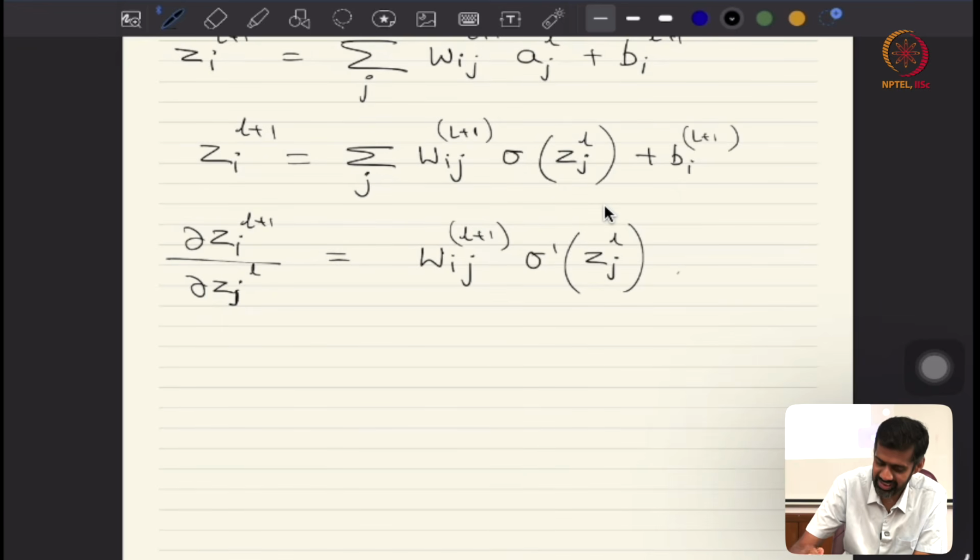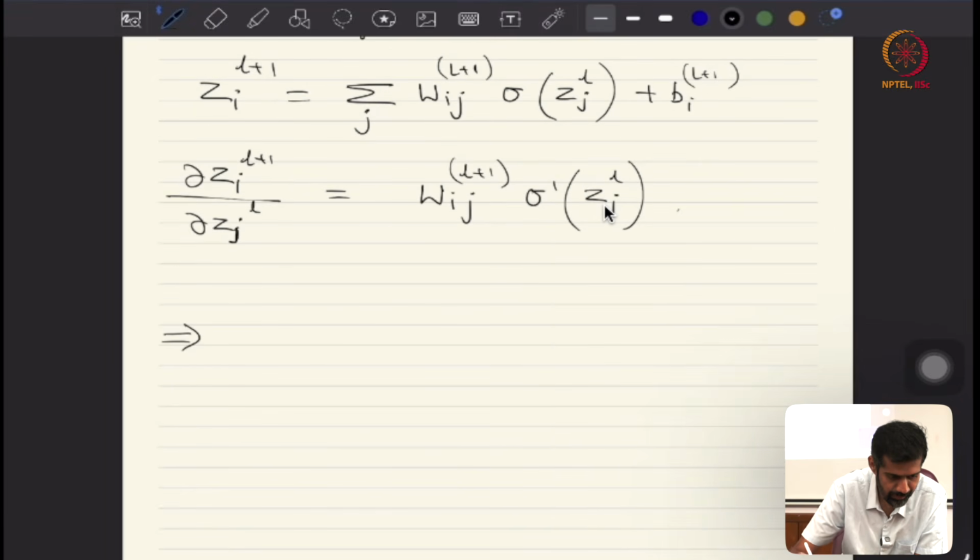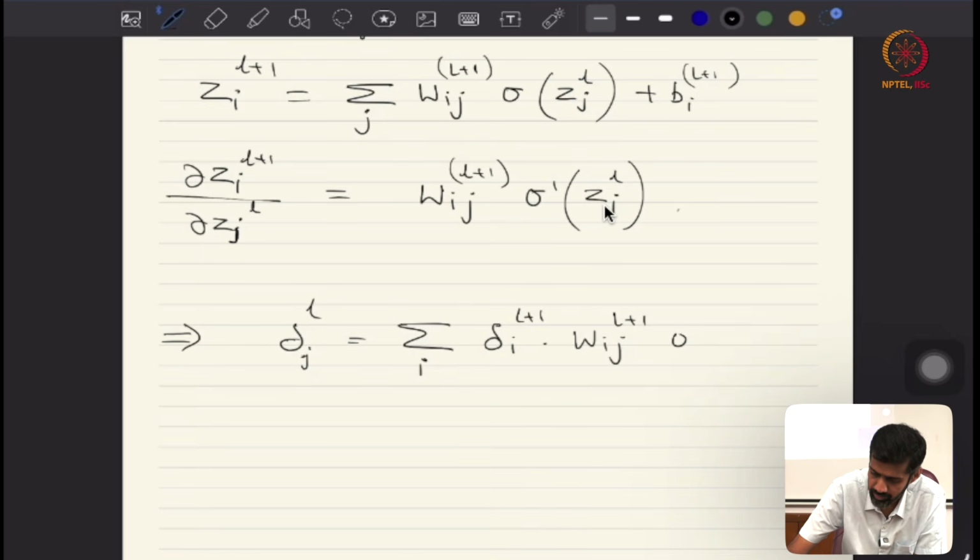Okay. So now we got this. Why did we do this? We'll have to substitute this here, right? So this implies our del_j^L is now summation over i of del_i^(L+1) times W_ij^(L+1), suddenly I put bracket there, okay, into sigma dash evaluated at Z_j^L.